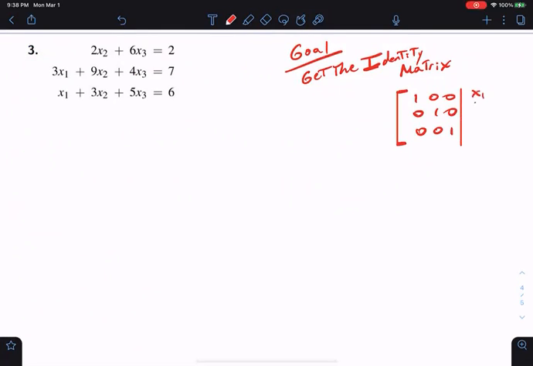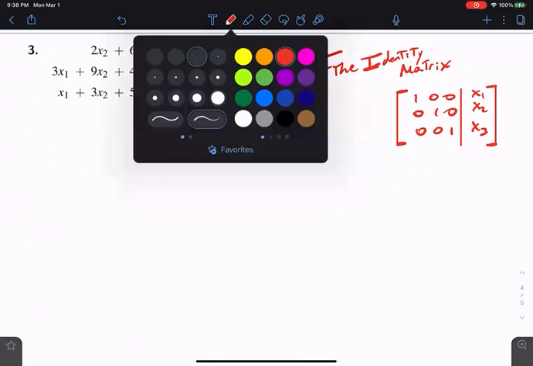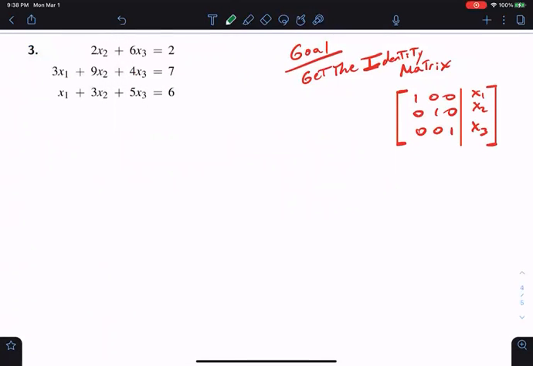Remember, this is x1, x2, x3. I hope you understand that. Okay, so now what's next? What you need to do is write the system of equations as a matrix. There's no x1 in the first equation, just in case. This is the first equation, this is the second equation, this is the third equation.